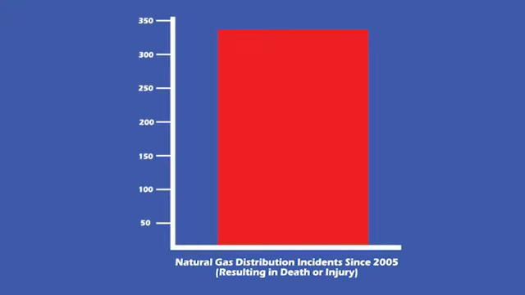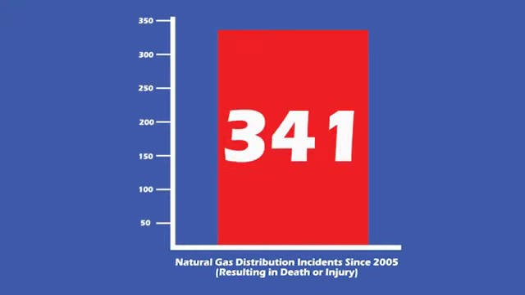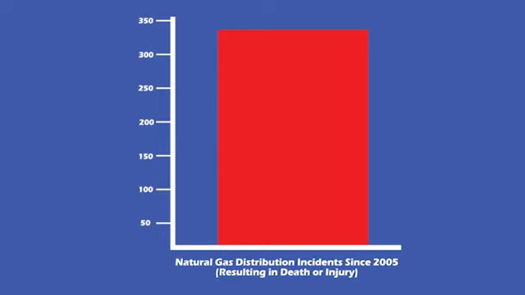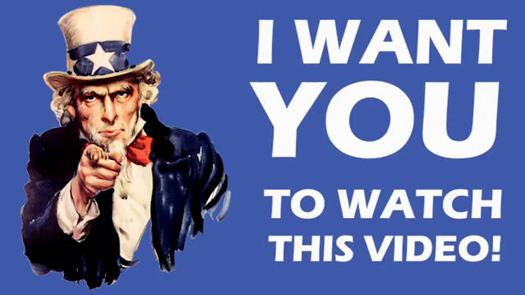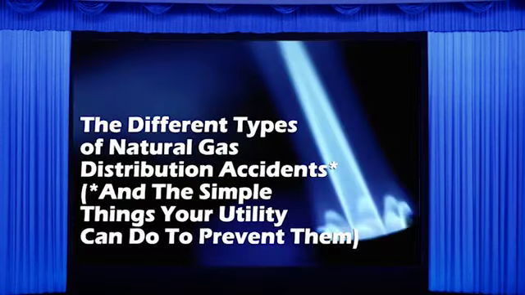Since 2005, there have been 341 natural gas distribution incidents resulting in death or injury. That number needs to be a lot lower. Something like, let's say 0. That's why you're watching this video. Over the next few minutes, we're going to show you the different types of natural gas distribution accidents and the simple things your utility can do to prevent them.